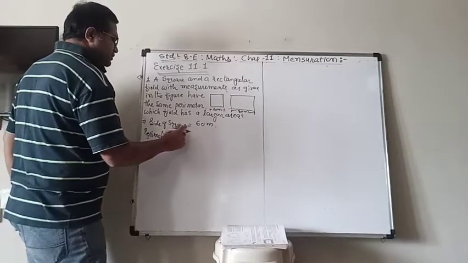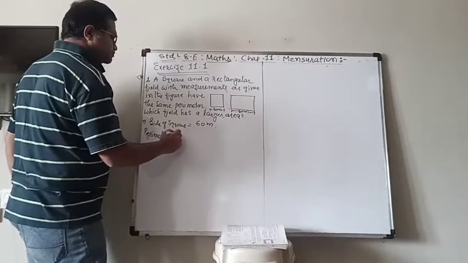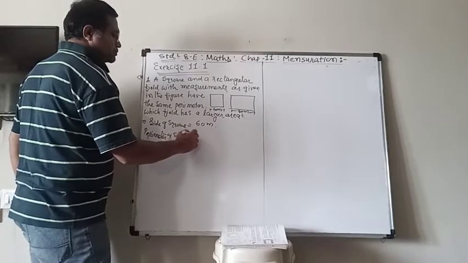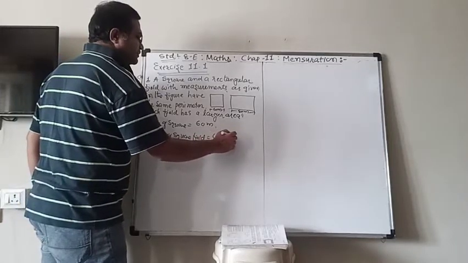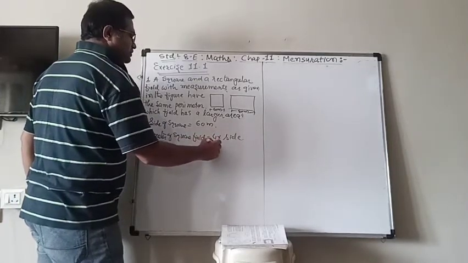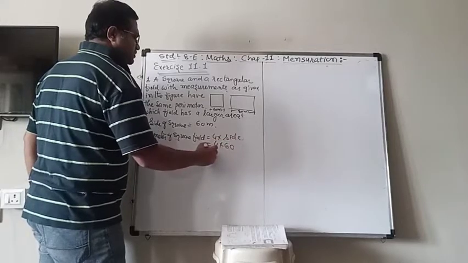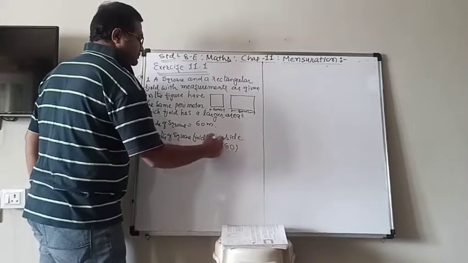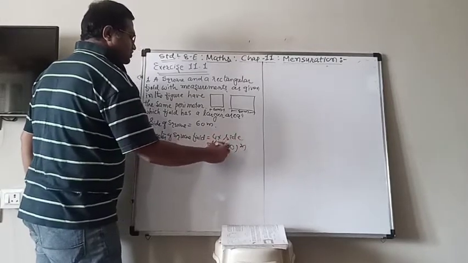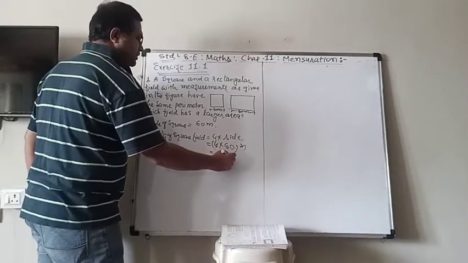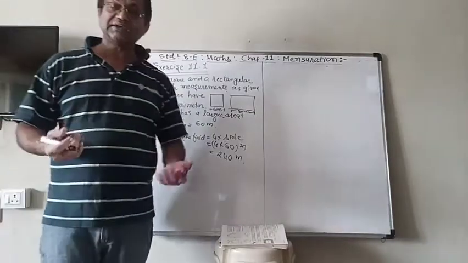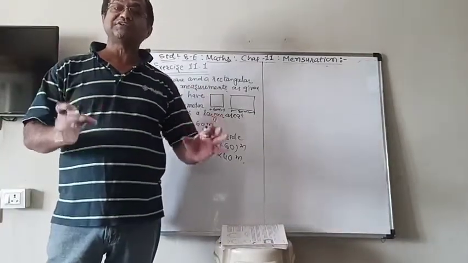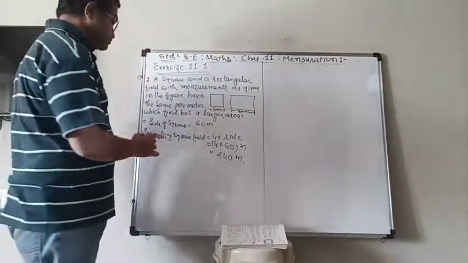Perimeter of the square field is equal to 4 multiplied by side. That is 4 multiplied by 60 meters. So 6 4s are 24, so 240 meters. Now it is given that both of them have the same perimeter.